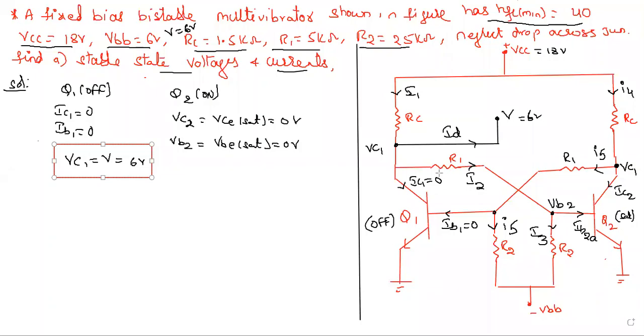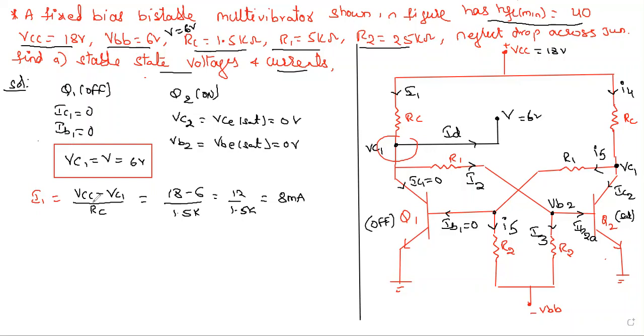So I assumed one stable state, that is Q1 off, Q2 on. Now let us calculate what is I1. So I1 is given by VCC minus VC1 divided by RC. Here I know the value of VCC, and I know the value of VC1, that is 6 volts. So VCC is 18 minus VC1 is 6, divided by RC is given by 1.5K. So that is 12 divided by 1.5K, which is equal to 8 milliamps.